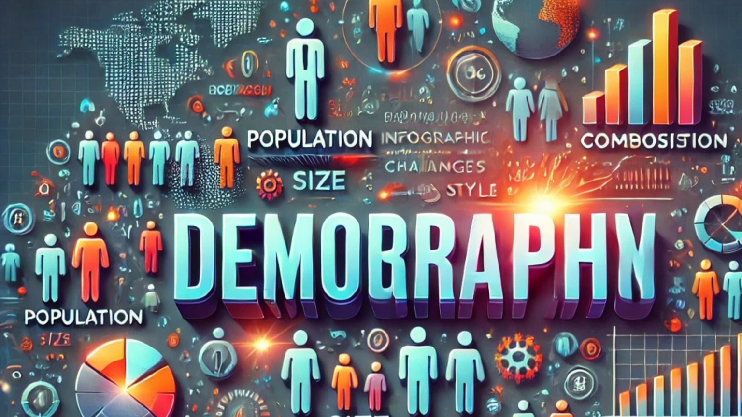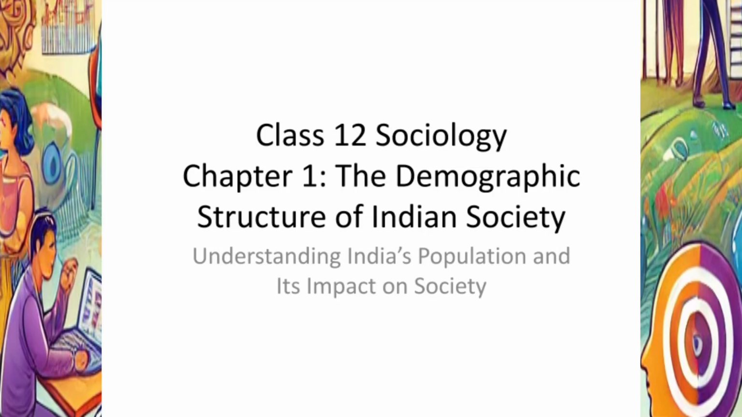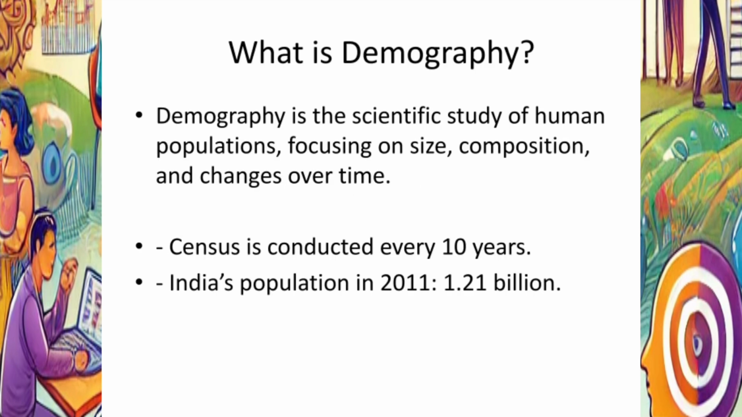In today's session, we are starting with the first chapter of class 12 Sociology, the demographic structure of Indian society. This chapter is all about understanding Indian population and how it impacts our society. Make sure you watch till the end for some exam tips and important points you don't want to miss. Let's get started. What is demography?